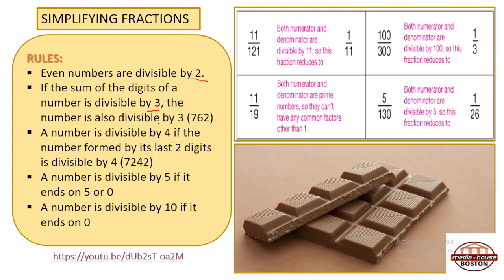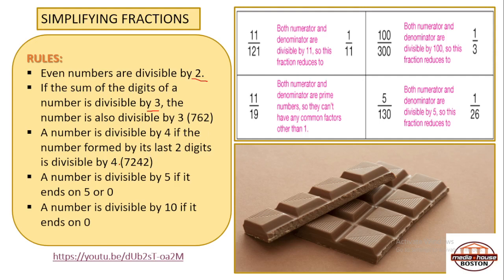So those numbers all fall within the same group, meaning that they will only be divisible by 3. If both the denominator and numerator are multiples of 3 and 9, that means both numbers can be divisible by 3, and therefore that fraction can be simplified using 3. It continues to say that a number is divisible by 4 if the number formed by its last two digits is divisible by 4.